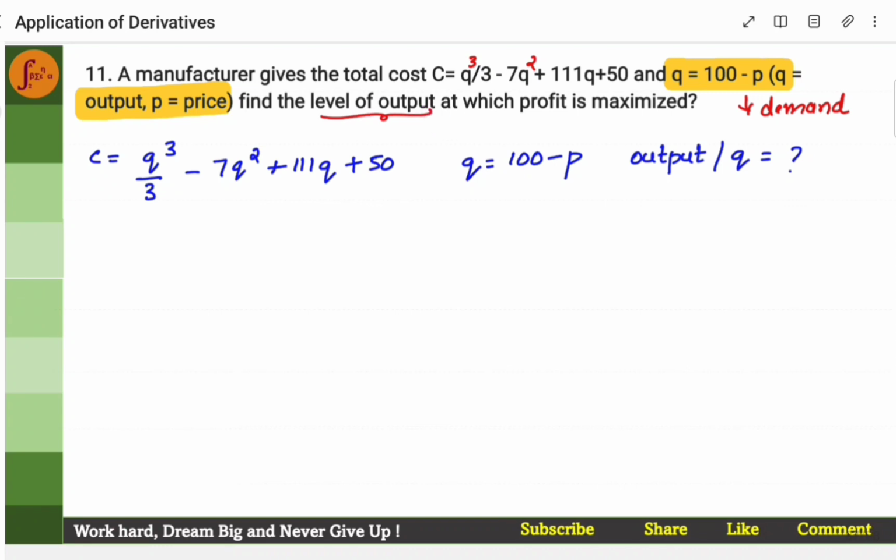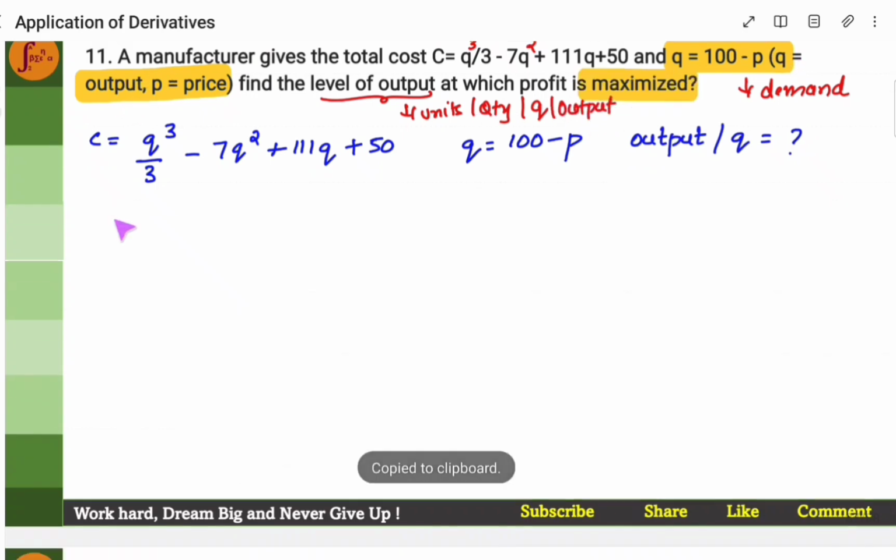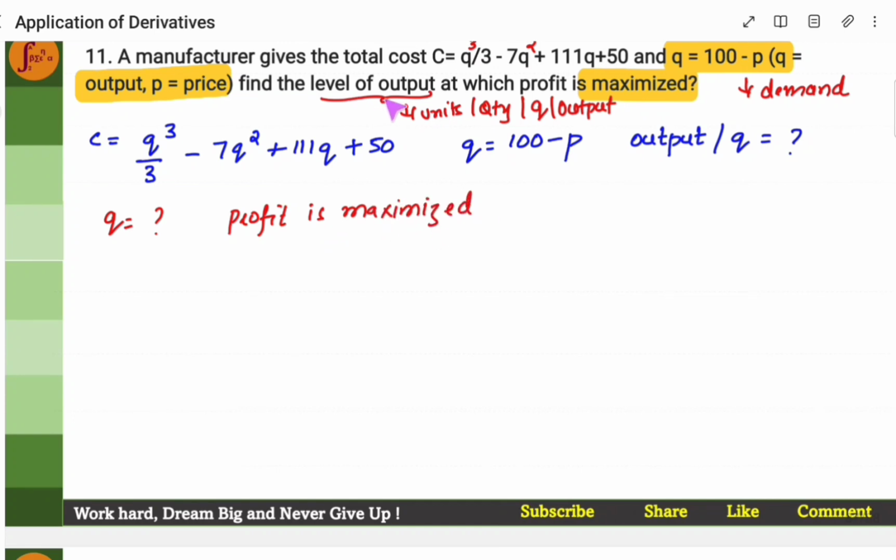Level of output. What is level of output? Units, quantity. Quantity is Q. You have to find Q, because Q is the output, when profit is maximized. At that point, we need to find output or number of units. What is the formula for profit maximization? Marginal revenue is equal to marginal cost. This is when the profit is going to be maximized, right?